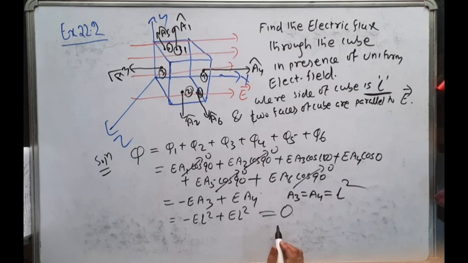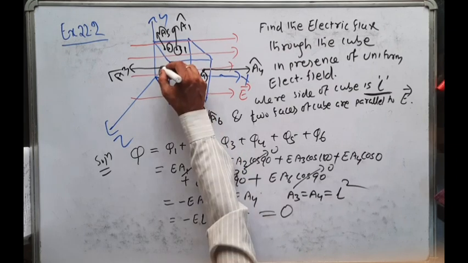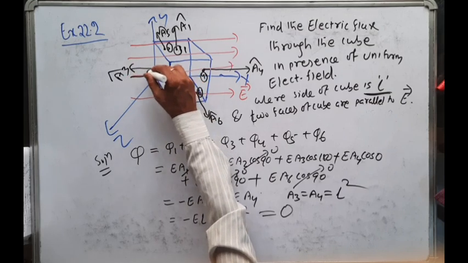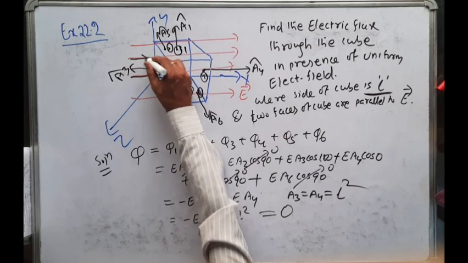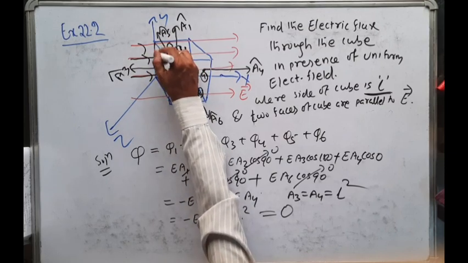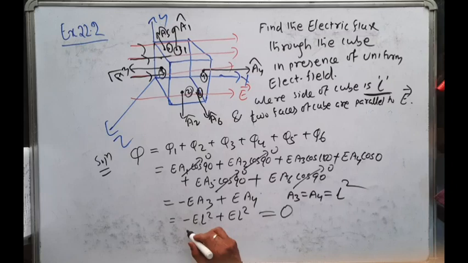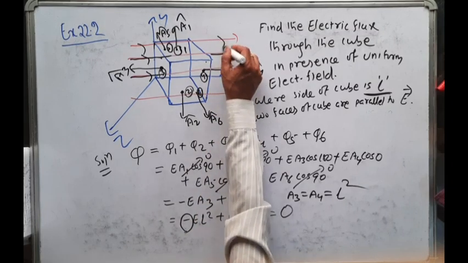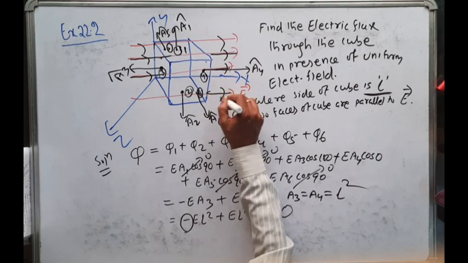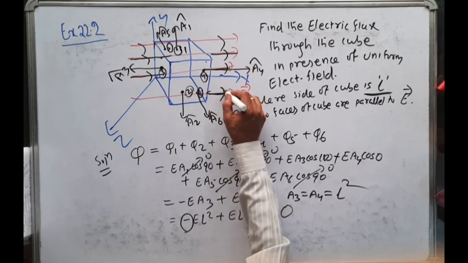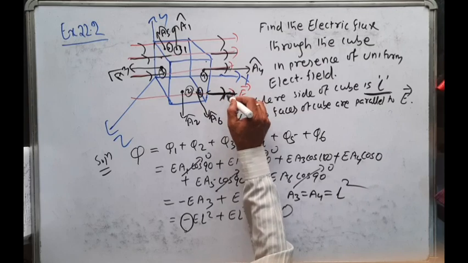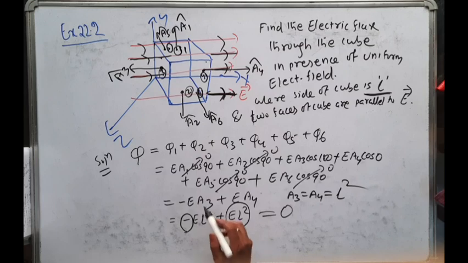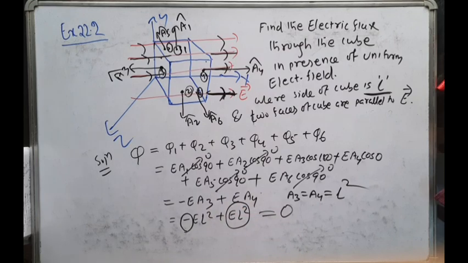Now you see why the flux is negative in the third surface. For the third surface, the electric field is coming into the surface. That's why it is negative. And in the fourth surface, the electric field is going out, away from the surface. So the area vector is away and the electric field is also away. So here the flux is positive. But the total flux is equal to 0.